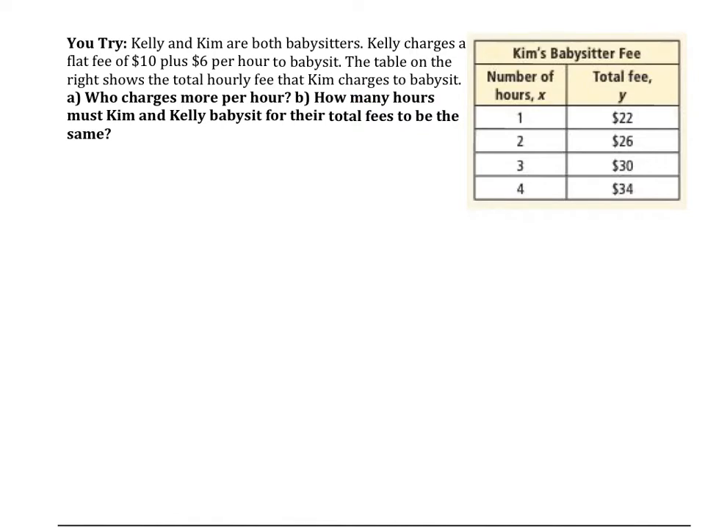So now we are going to write two equations, one for Kelly and the other one for Kim. To make an equation for Kelly, we are going to use the $10 as our flat rate, so we are going to use it as the y-intercept. We are going to use $6 as our slope because it changes with every hour. Anything that changes, we are going to use as slope. Anything that is fixed, we are going to use as y-intercept.